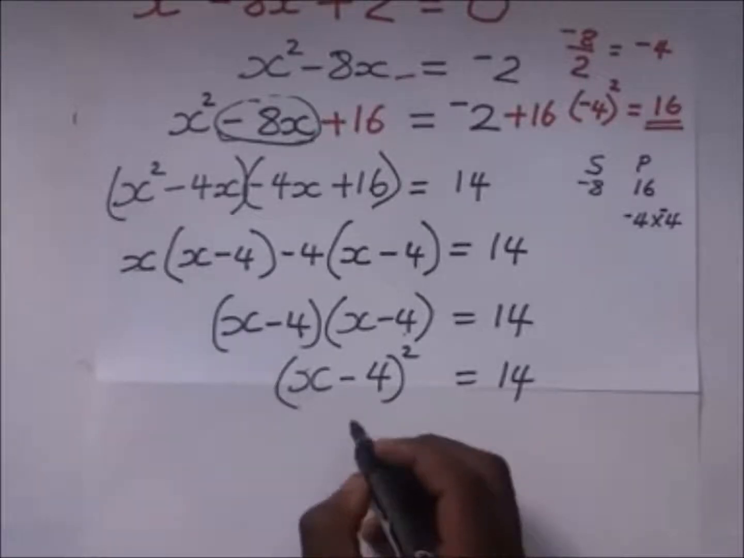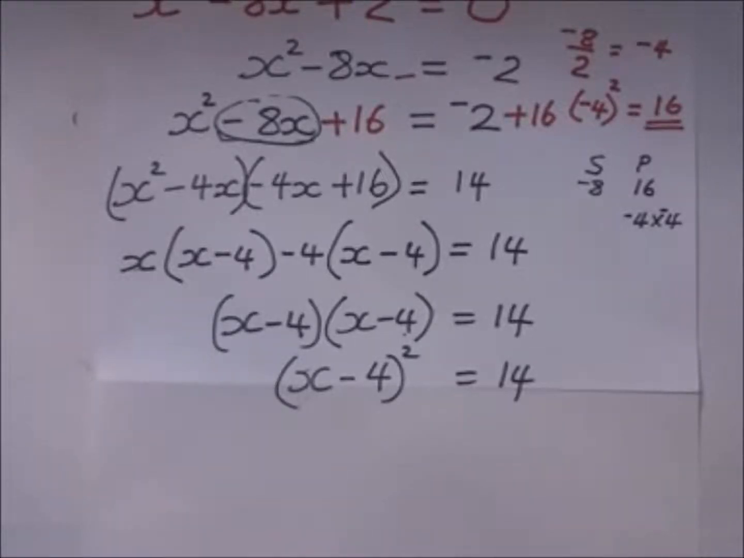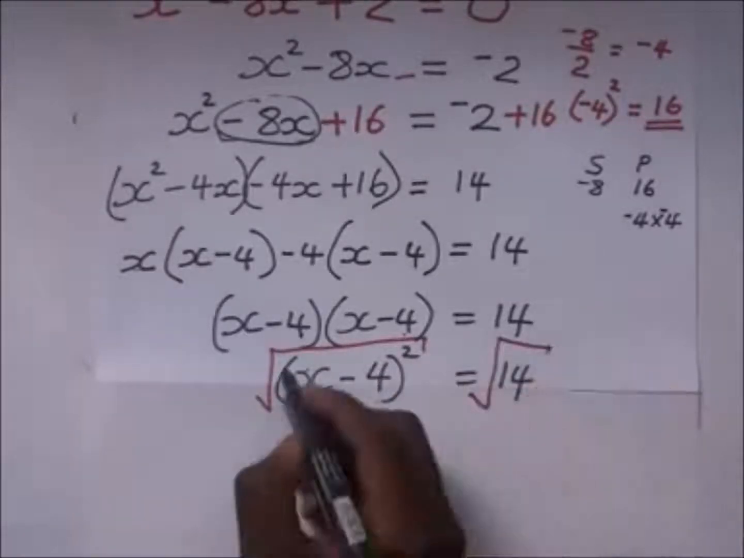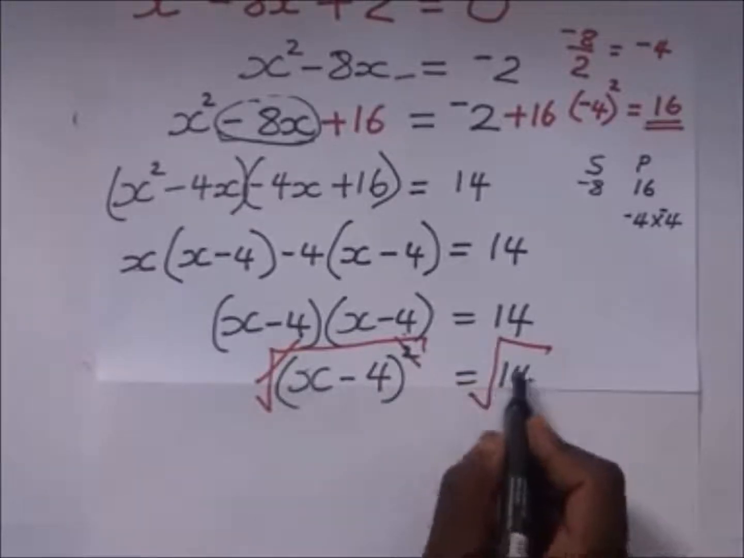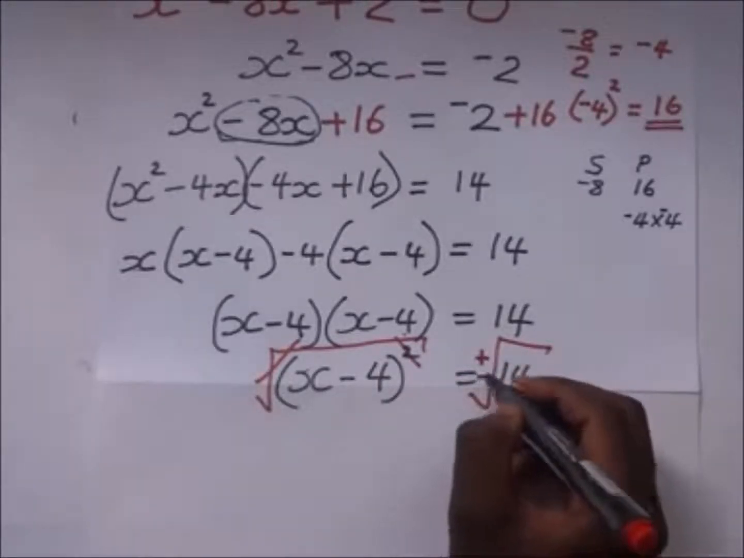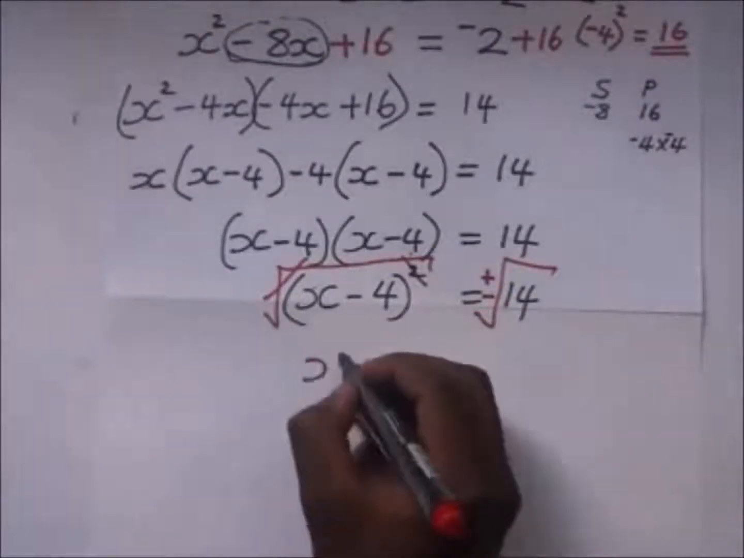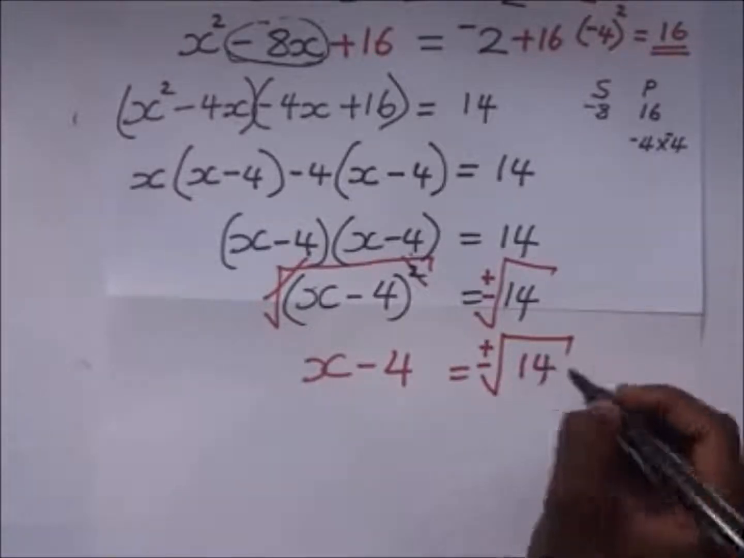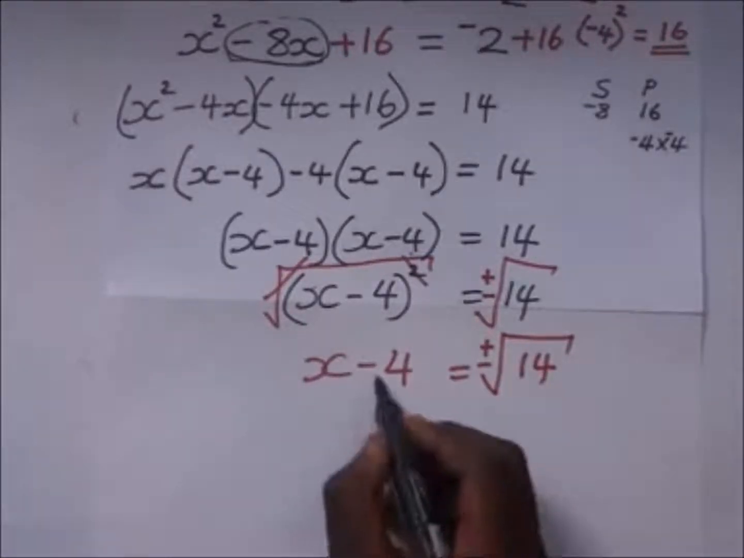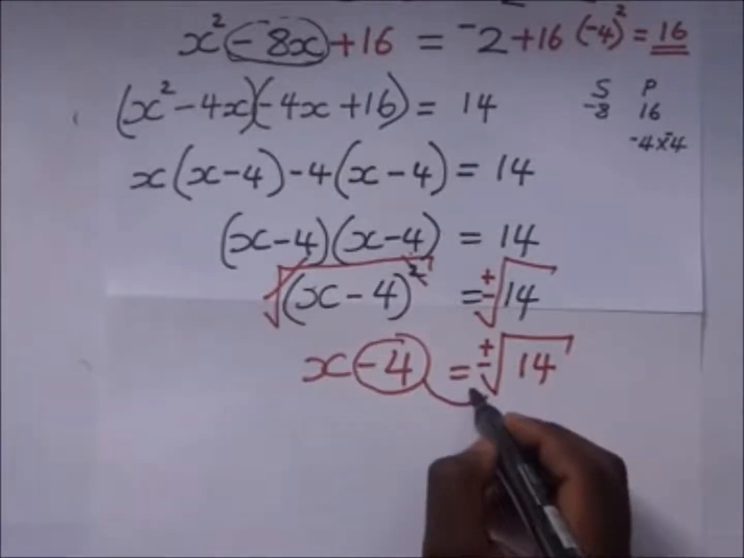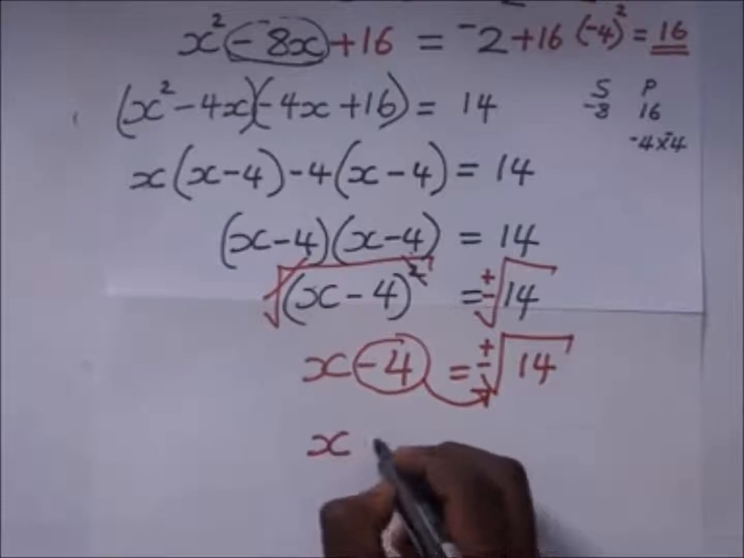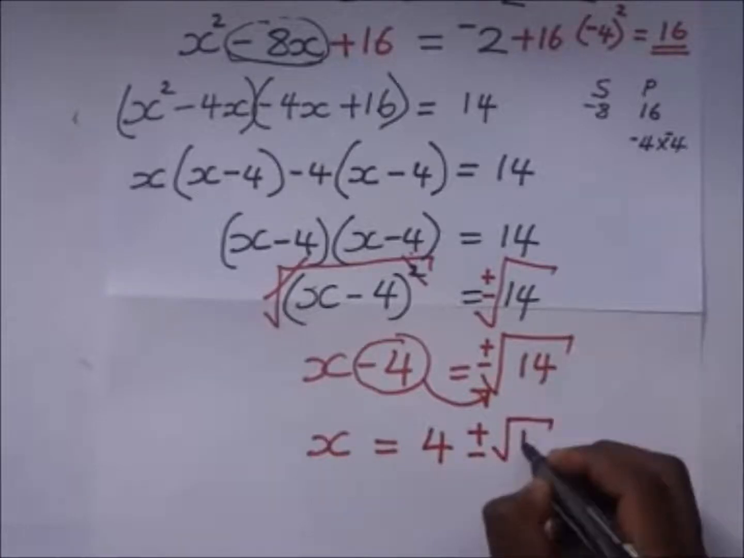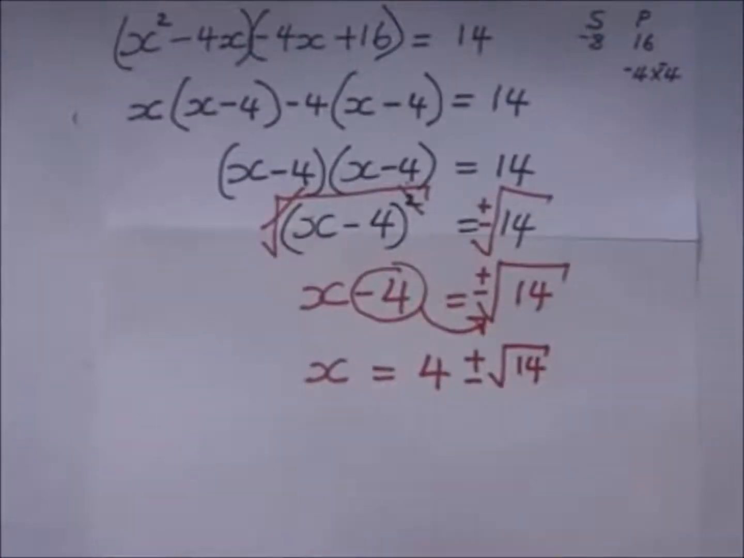We find square roots on both sides to eliminate that square sign. When we find the square root here and the square root here, this goes with that. Of course, x minus 4 is going to be equal to the square root of 14, which is either positive or negative. So this has to come that side, and you remain with the value of x as positive 4 plus or minus the square root of 14.